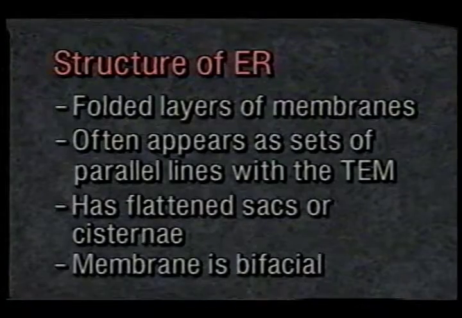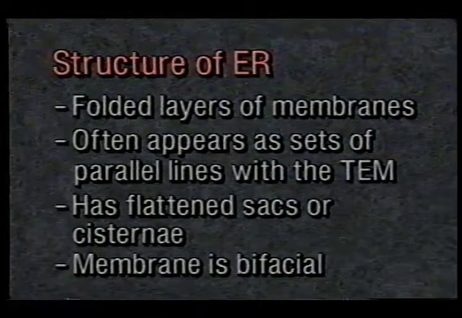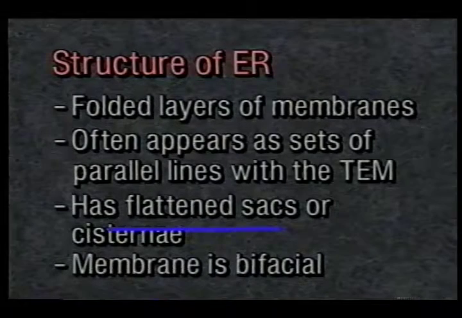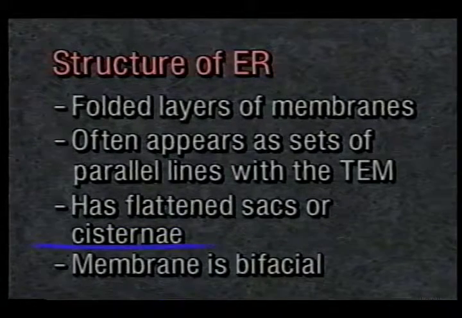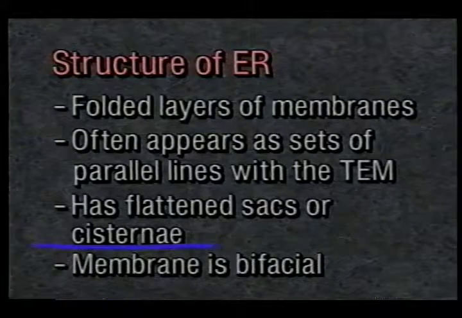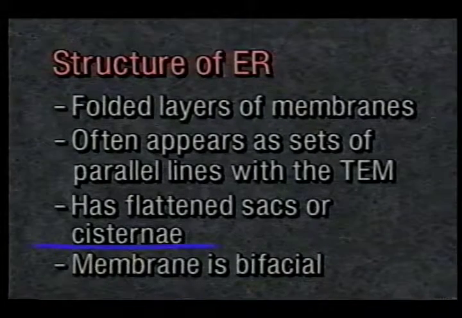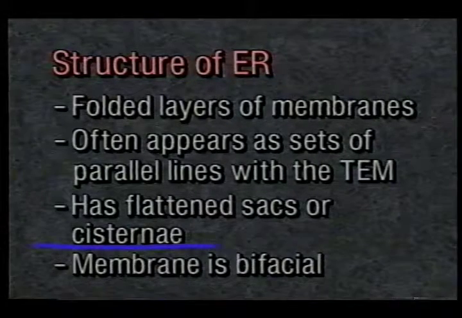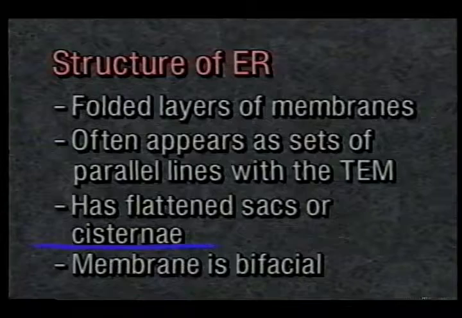Now the membrane does have the capacity to make little sacs, so we can have some flattened areas or sacs, and these are sometimes referred to as cisternae. It's another one of those vocabulary words we can throw at you. All we're really referring to is that the membrane can make little pockets on it. Those pockets are called cisternae.